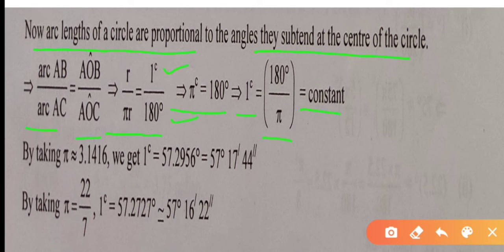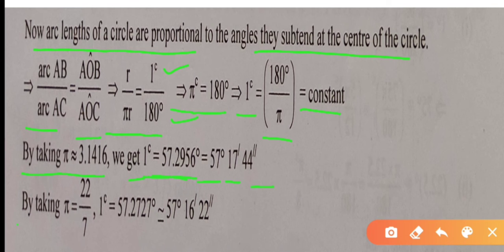Constant. By taking pi equal to the approximate or equivalent value, what do we get here? Usually we know the value of pi is 3.142, we can say 3.1416, and we get 1 radian, which equals 57 degrees 29 minutes, or totally we can say 57.2956 degrees, or 57 degrees 17 minutes 44 seconds.